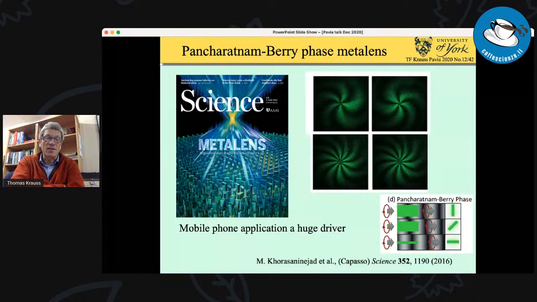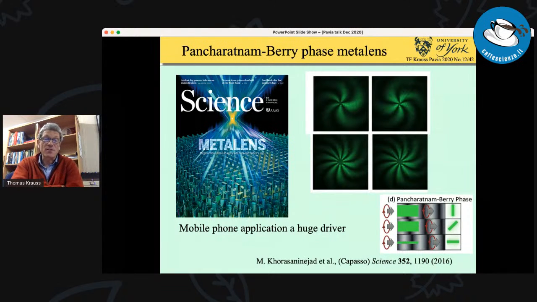And it also made the connection to the mobile phone, which hadn't been done before. And it also introduced this Pancharatnam-Berry phase that I talked about earlier. They showed very nice high efficiencies, and they showed some beautiful pictures here, higher order optical angular momentum. So this really was quite a breakthrough, which is the basis for this World Economic Forum vote as well.